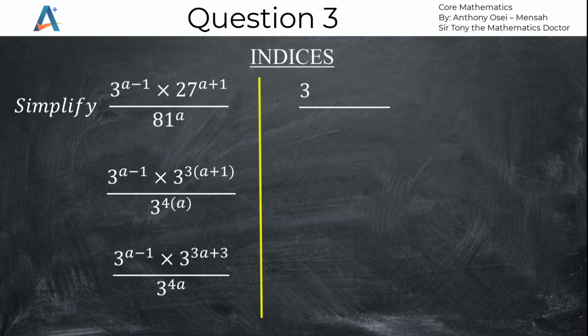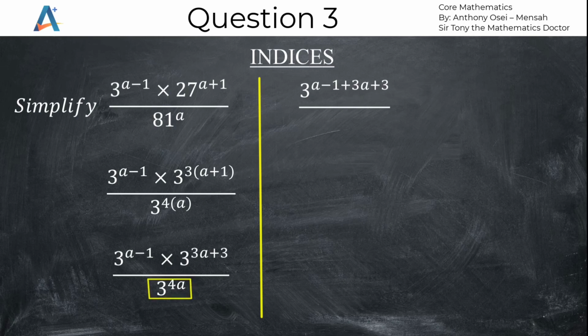I'll use the first law of indices, which I refer to as the multiplication law. Since I see a multiplication sign, I will repeat one of the bases, provided the bases are the same. Then I will add the powers because of the multiplication sign. So let me add the powers. The first power is a minus 1, and I will add it to the next power, 3a plus 3.